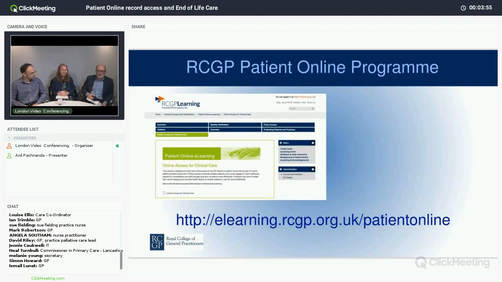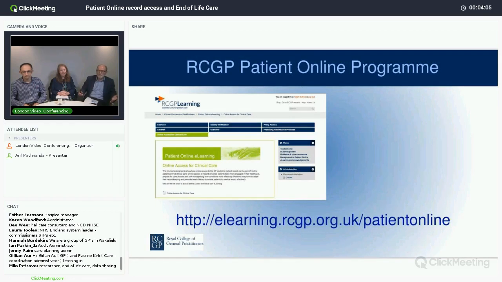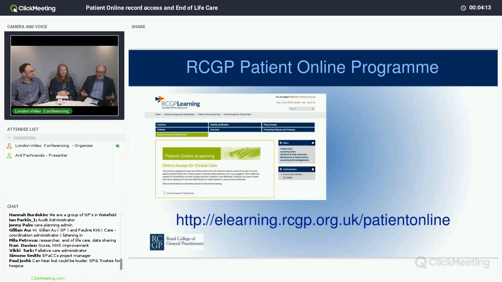So let's move on. Patient Online. There is a whole toolkit of guidance on the RCGP website, which is accessible to anybody. You don't have to be a member of the Royal College. You don't have to be a doctor. It's free, and there's lots of guidance that goes into all the details around Patient Online.